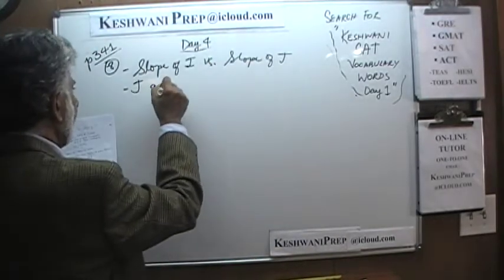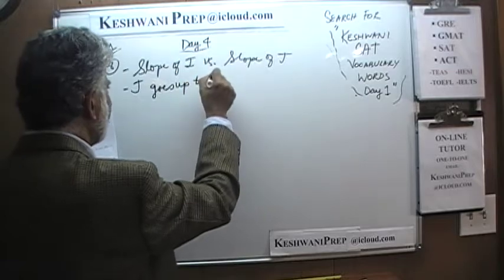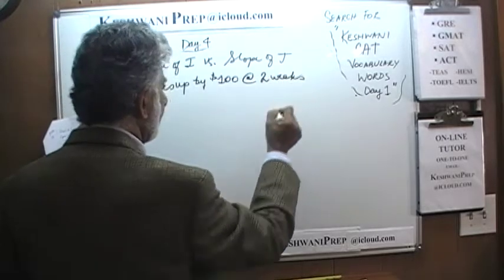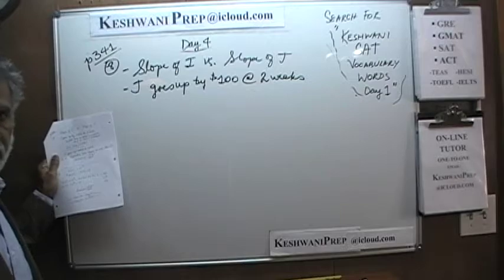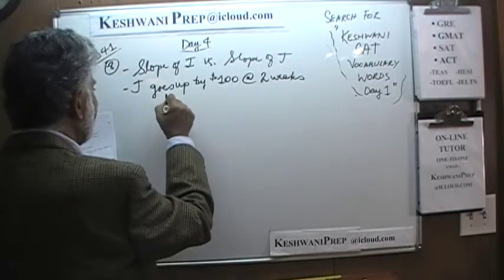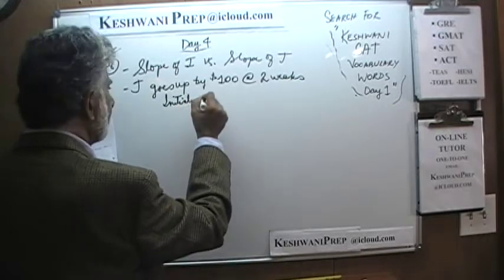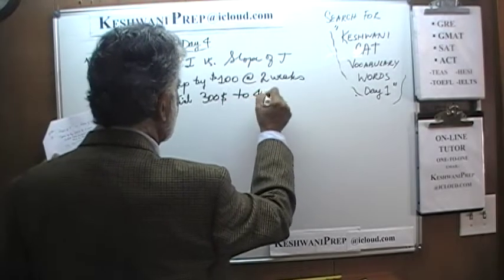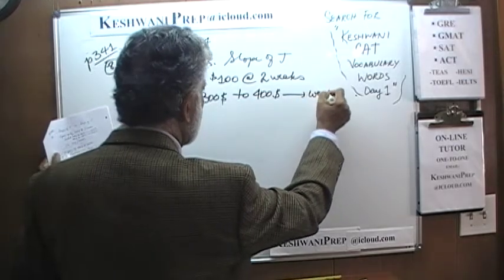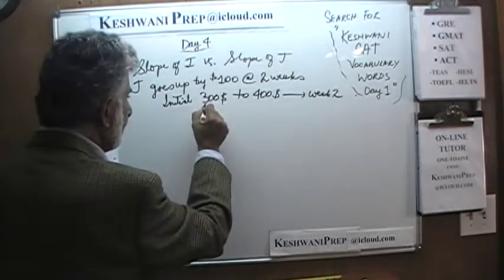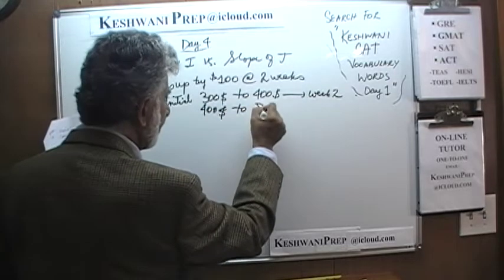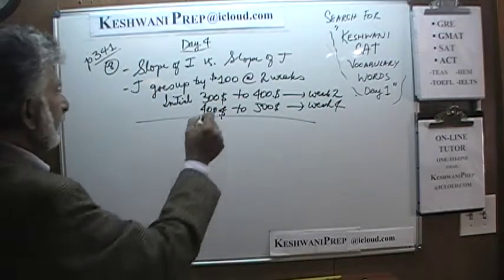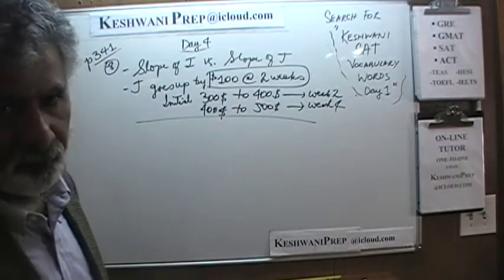J, we are told, goes up by $100 every 2 weeks. And how do we know that? By looking at the graph that they give us. If you look at the graph, you will see that initially J has a deposit of $300 in the account. And you will see that that $300 goes to $400 at the end of week 2, and that $400 balance goes to $500 at the end of week 4. That's how we know that his deposit goes up by $100 every 2 weeks.